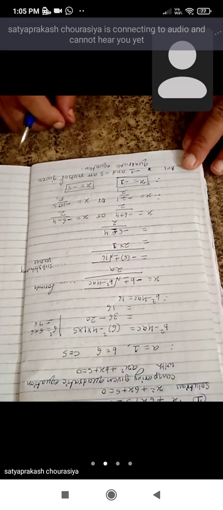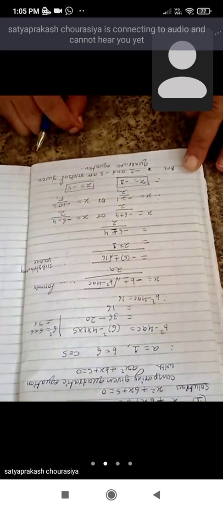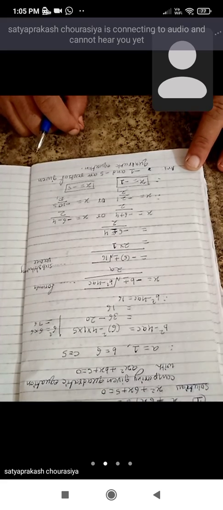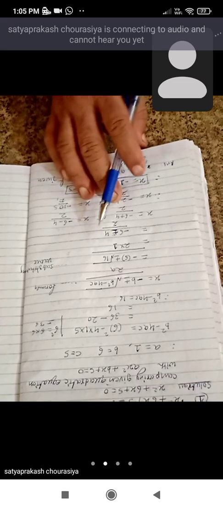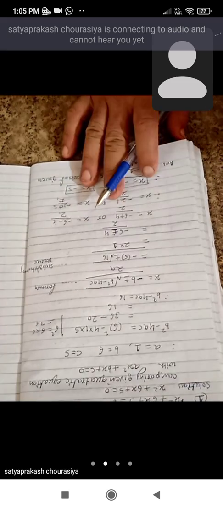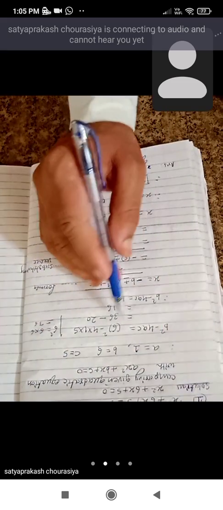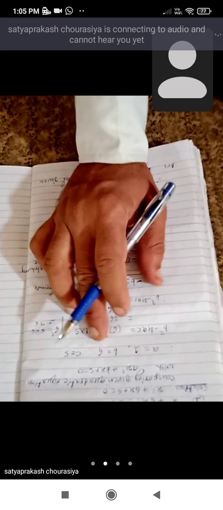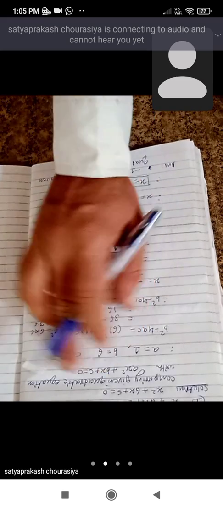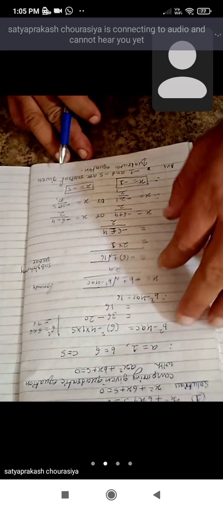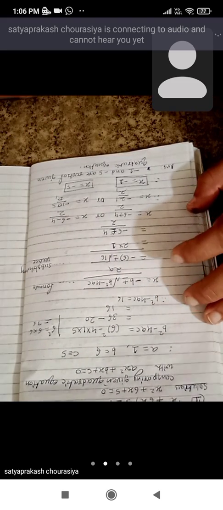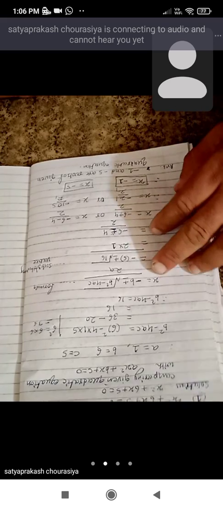Now how you have to solve a quadratic equation using the formula. So the first step is to compare. If it is in standard form, then you compare and write down the values of a, b and c. And if it is not in standard form, then you have to convert it into standard form. After that, you have to find the value of b square minus 4ac. Then you have to use the formula.